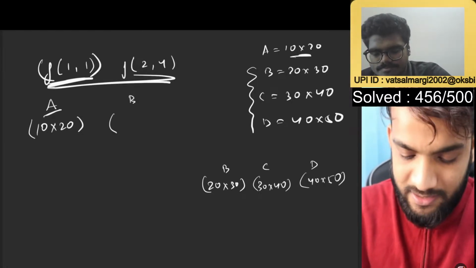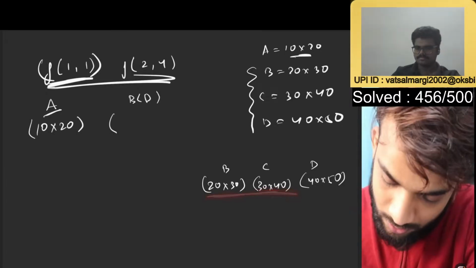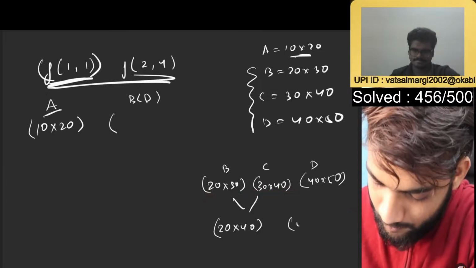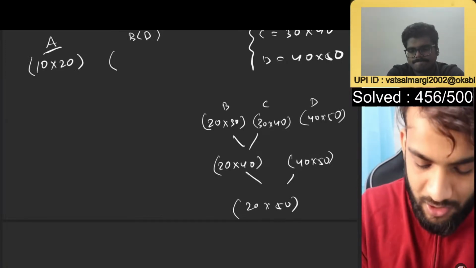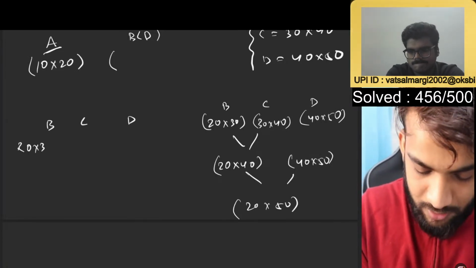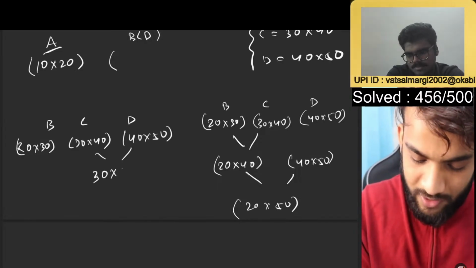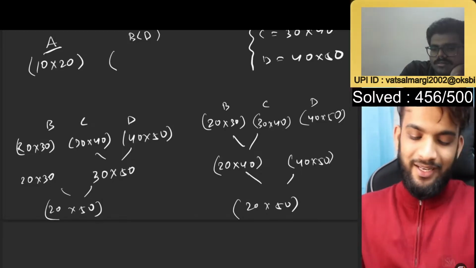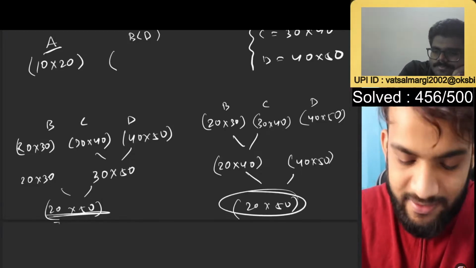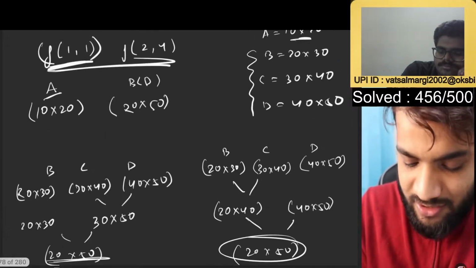But if you multiply something as BCD, what's the resultant matrix? Assume you multiply this, you get 20 cross 40. Assume you multiply this, you get 20 cross 50. Even if you do it the other way, which is 20 cross 30, C is 30 cross 40, D is 40 cross 50, it's 30 cross 50, 20 cross 30, and it's 20 cross 50. No matter in which way you do the multiplication, the resultant matrix will be of the same size, 20 cross 50, my bad. So that's the resultant size of BCD.